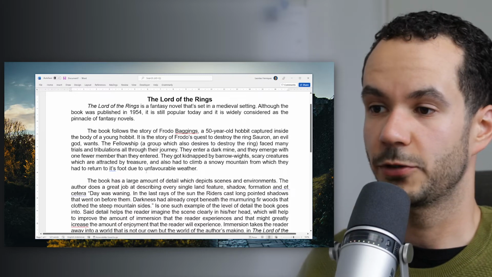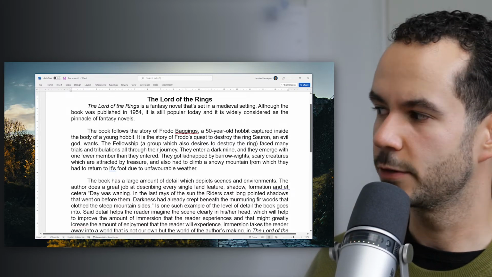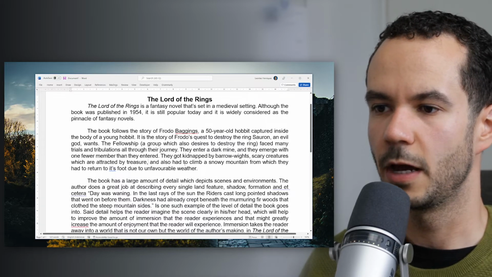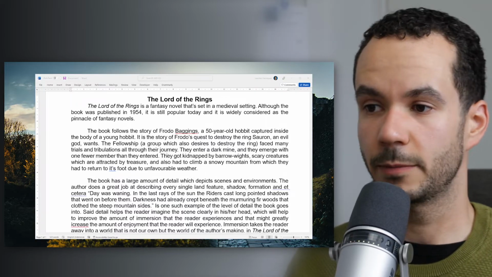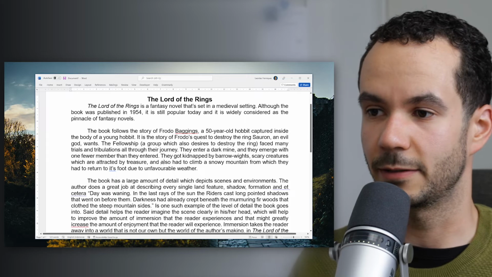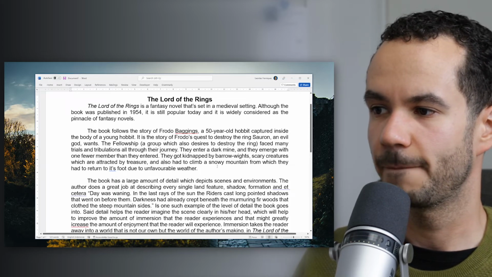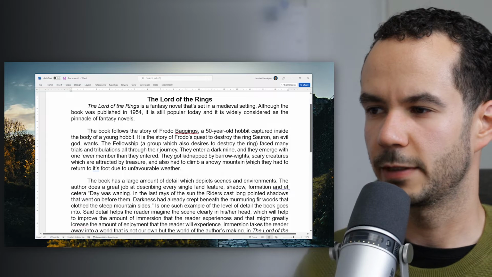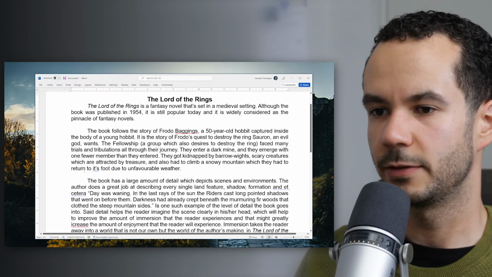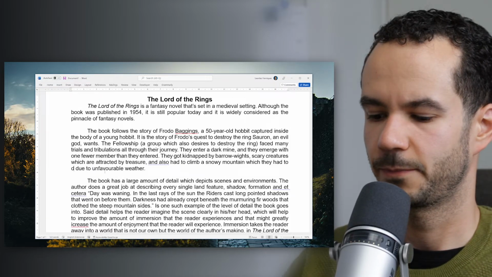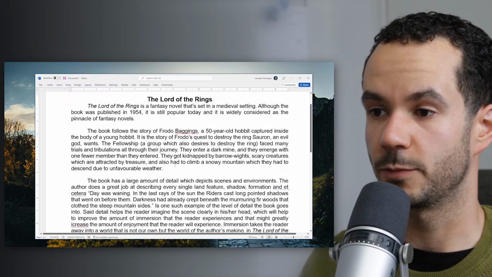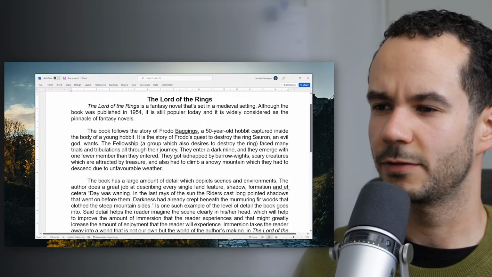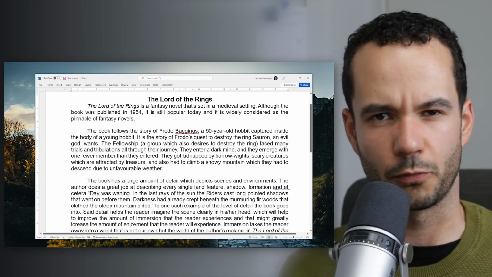And then we can move on by saying "and also had to climb a snowy mountain, from which they had to return to its foot due to unfavorable weather." So we want to say that they had to go back down the mountain, and we can do that with the word descend. So we can change this into "from which they," and we can remove "from" to make it a bit less wordy: "which they had to descend due to unfavorable weather." Now overall this is a good summary, and this ending here is a bit abrupt.